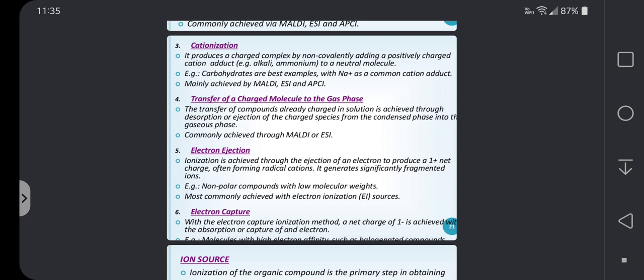The next method is transfer of a charged molecule to the gas phase. The transfer of compounds already charged in solution is achieved through desorption or ejection of the charged species from the condensed phase into the gaseous phase. It is commonly achieved through MALDI or ESI.